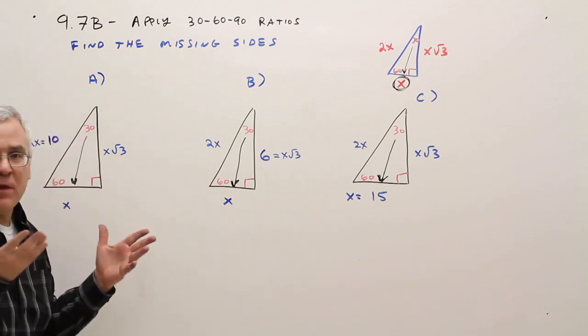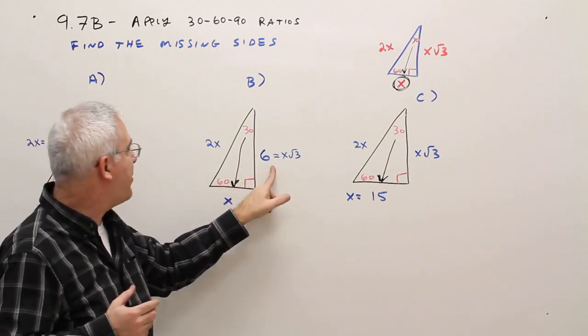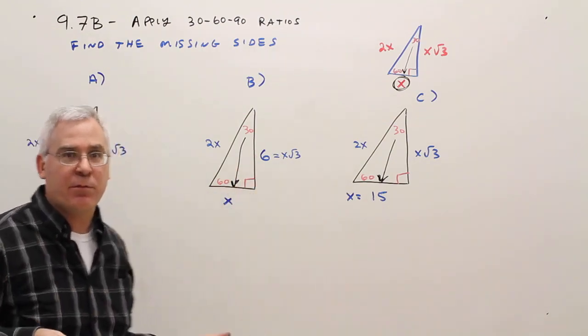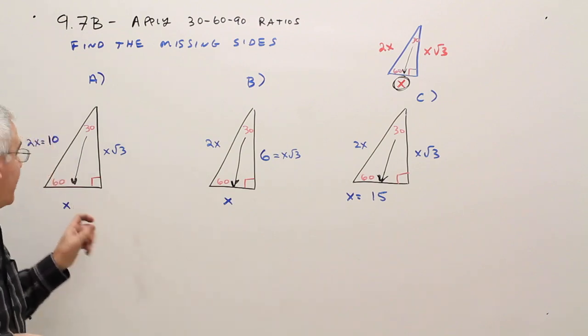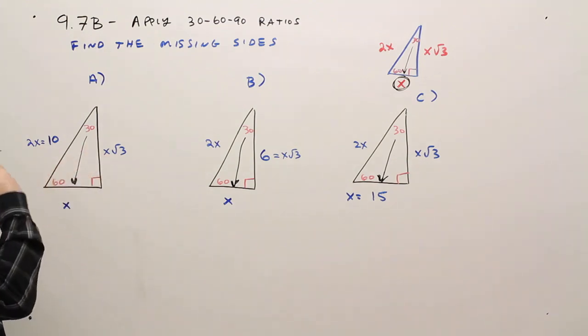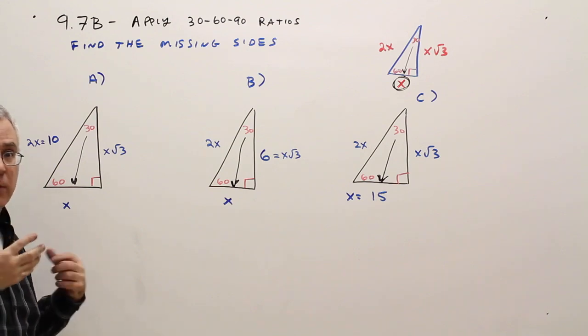Okay, so there's three different types of problems. We could be given opposite the 90, opposite the 60, or opposite the 30. Everything else is pretty much related to this. All right, so I've already gone ahead and labeled x, x rad 3, and 2x. And you're going to be given one piece of information, so you will be able to solve an equation.